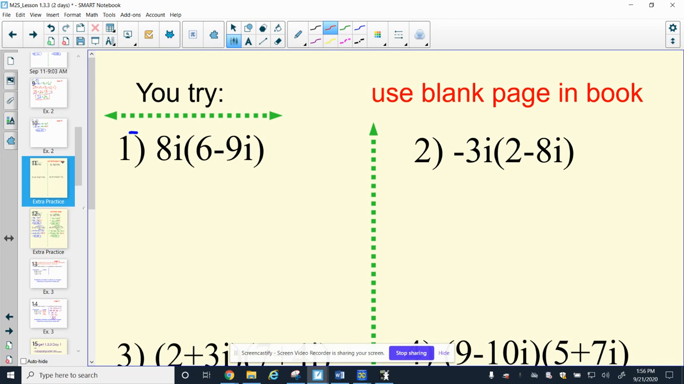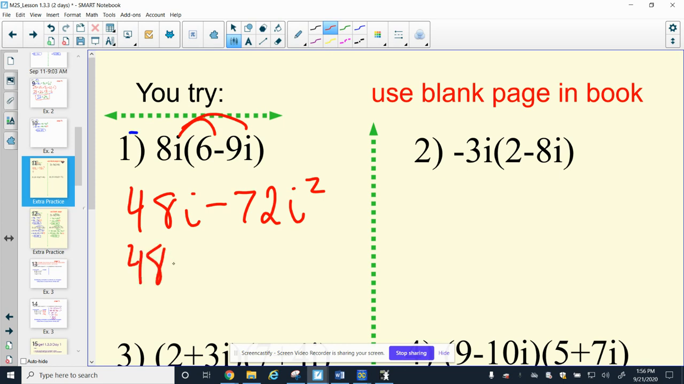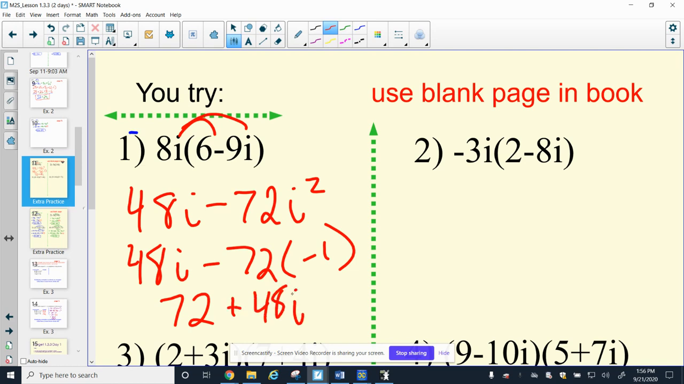Okay, so number 1, this is a distributing problem. Multiply the 8i to both of those terms. 8i times 6, that's 48i. 8i times -9i, that'd be minus 72i squared. Remember that i squared is -1. Really, we have 48i minus 72 times -1. -72 times -1, that's positive 72. I'm also going to bring that to the front. So we have 72 plus 48i. That would be our final answer.